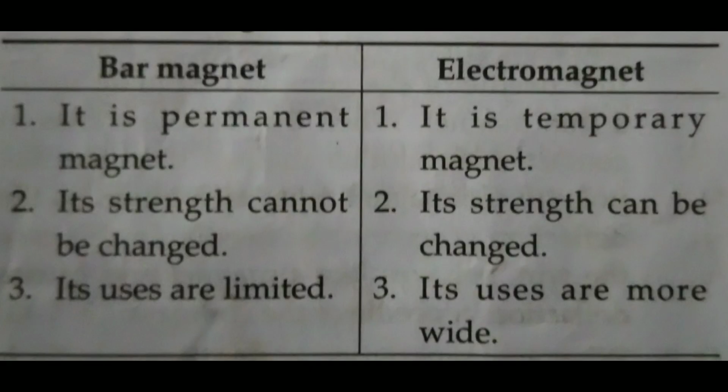You have studied about bar magnets in 6th standard, haven't you? Can you say the difference between a bar magnet and an electromagnet? A bar magnet is a permanent magnet, while an electromagnet is a temporary magnet. The strength of a bar magnet cannot be changed, but the strength of an electromagnet can be changed. The uses of a bar magnet are limited, but the uses of an electromagnet are much wider.